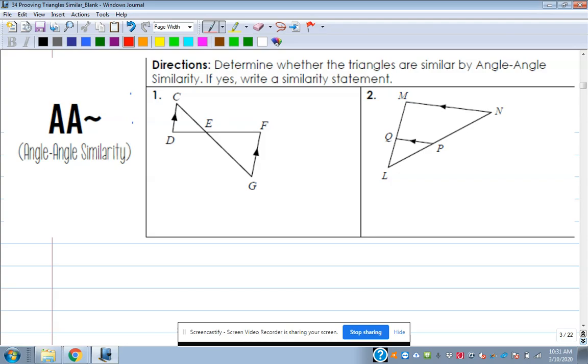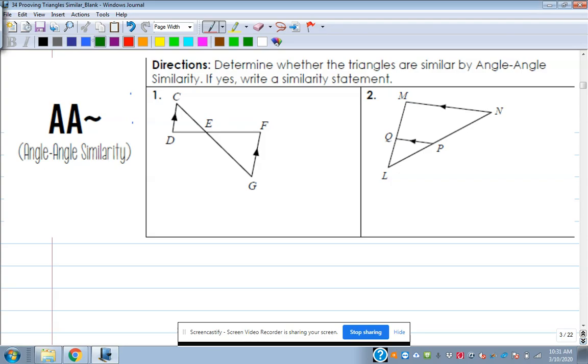All right, let's look at example 1 there. Got some parallel lines there. We know that by the notation that's going on there. Determine whether the triangles are similar by angle similarity. That's what we're trying to use here. We're just using angles on these, and then we're going to tell what angles they are, if you know what angles are congruent here.